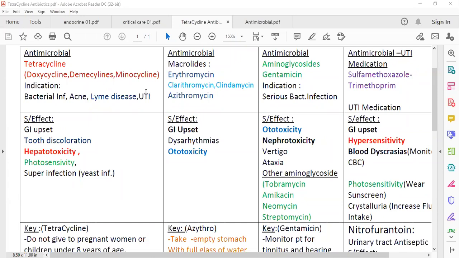As an example, you are an LPN or RN, and your patient is prescribed tetracycline. If you do not know the side effects, how can you negotiate with the healthcare provider? So the common side effects of tetracycline: they can cause GI upset. Okay, so GI upset means nausea, vomiting, and diarrhea. Also, teeth discoloration, photosensitivity, and superinfection, especially yeast infection.